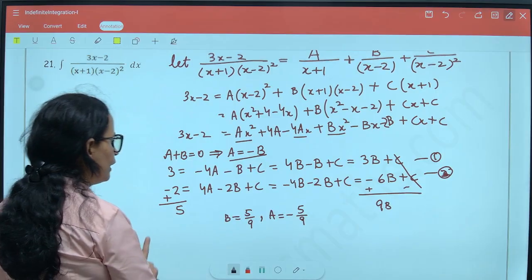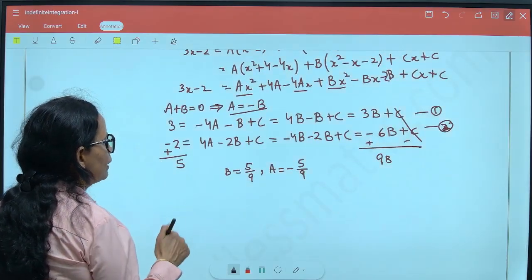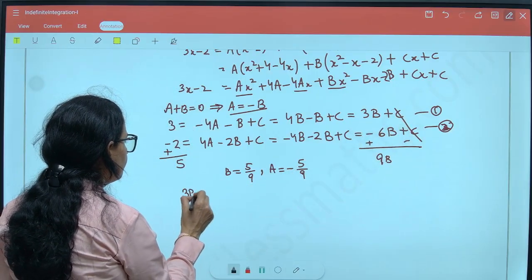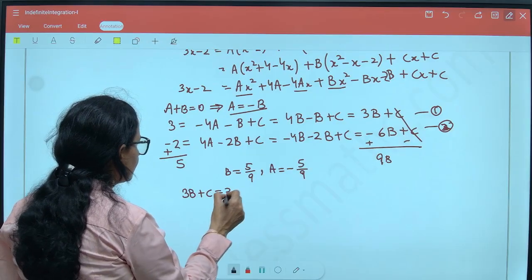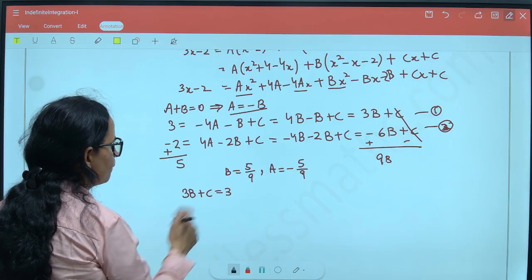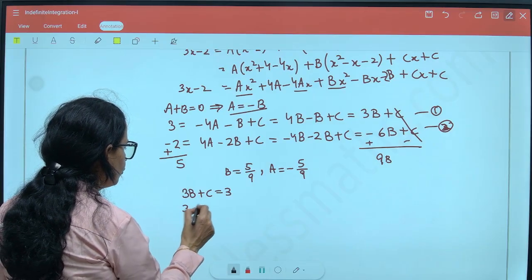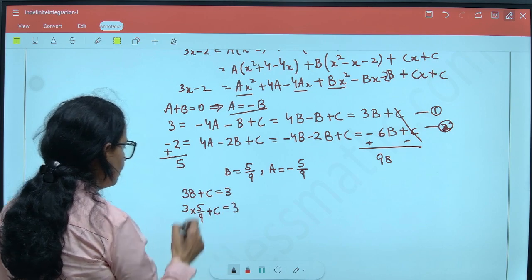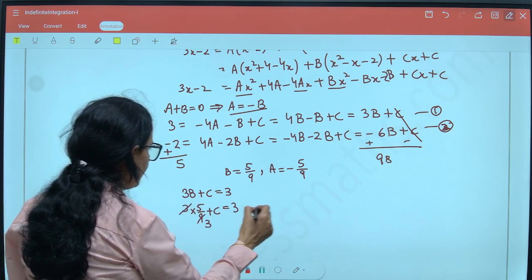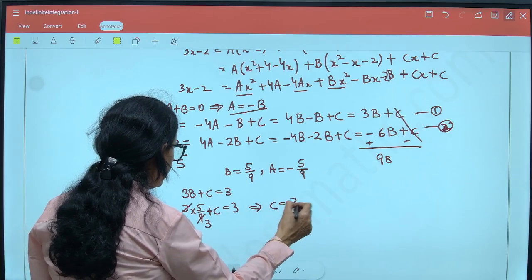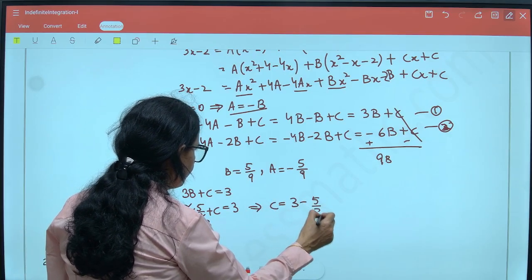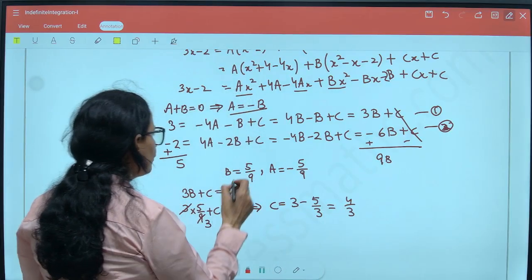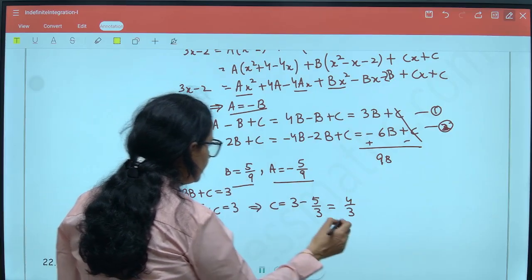Now you have the value of a and b, and you need to find the value of c. So you can use any of these equations 1 and 2. So it is 3b plus c equals 3. You put the value of b here, 3 into 5 by 9 plus c equals 3. So the value of c is 3 minus 5 by 3, 9 minus 5 is 4 by 3. So now you have the value of a, b and c.